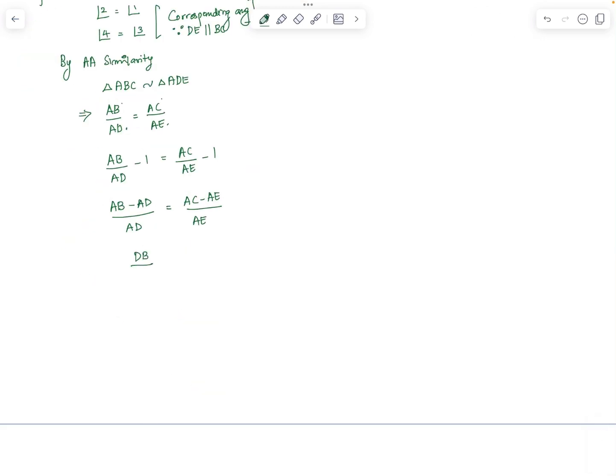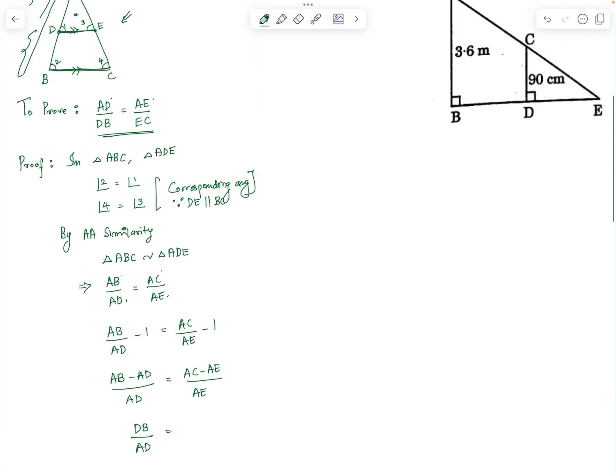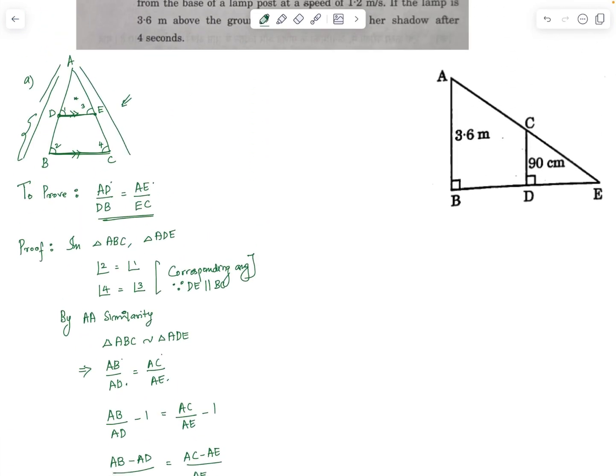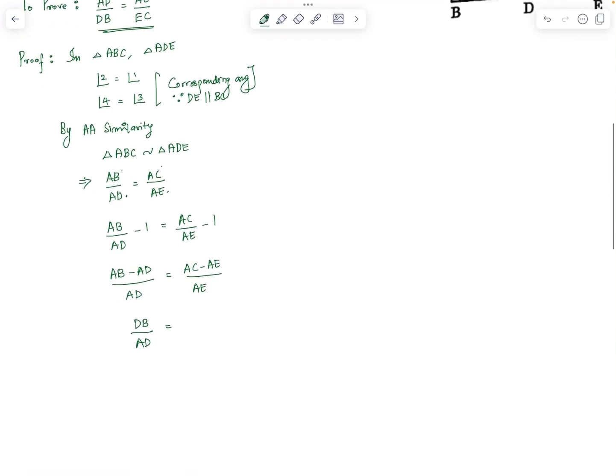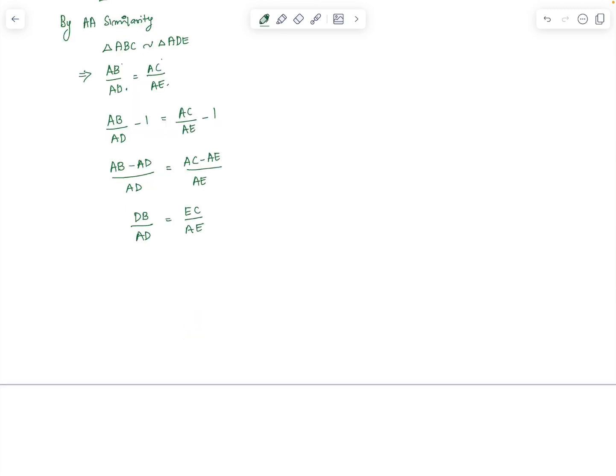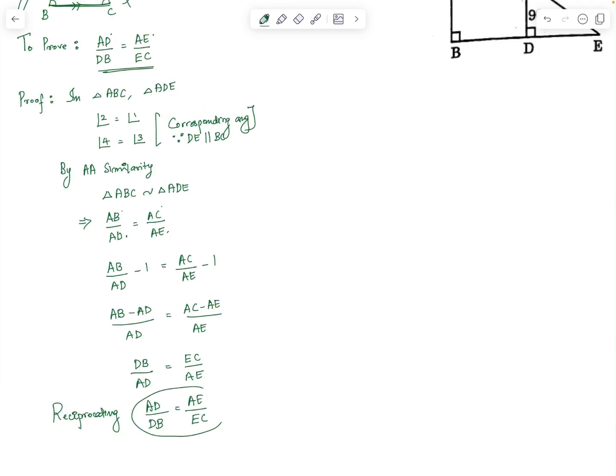DB upon AD is equal to, on the right side, same way, AC minus AE. AC is a full length. From that, if we subtract AE, then we get EC. EC upon AE. Reciprocating the fractions on both the sides, AD upon DB is equal to AE upon EC. This is exactly what we have to prove. So, hence proved.